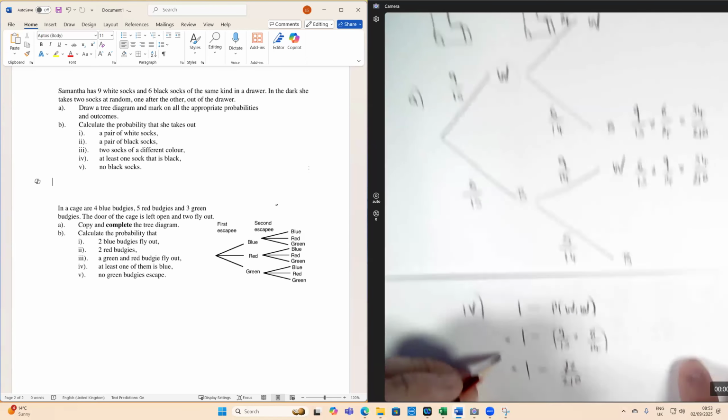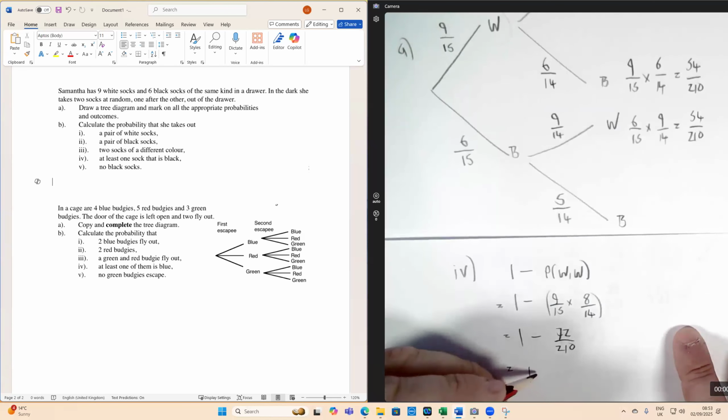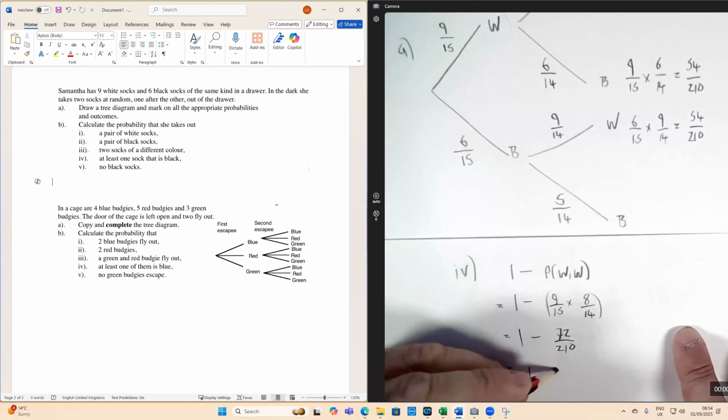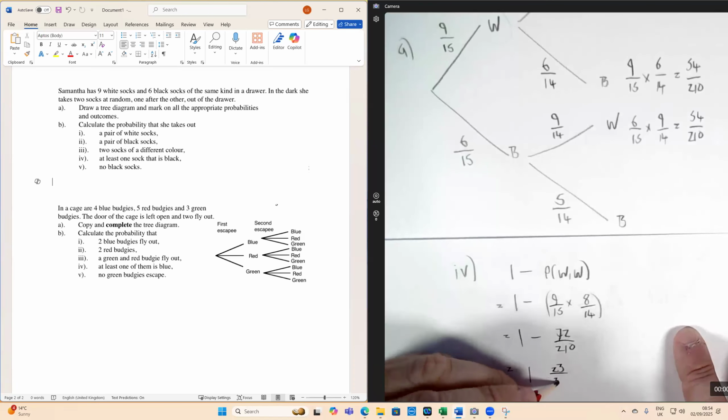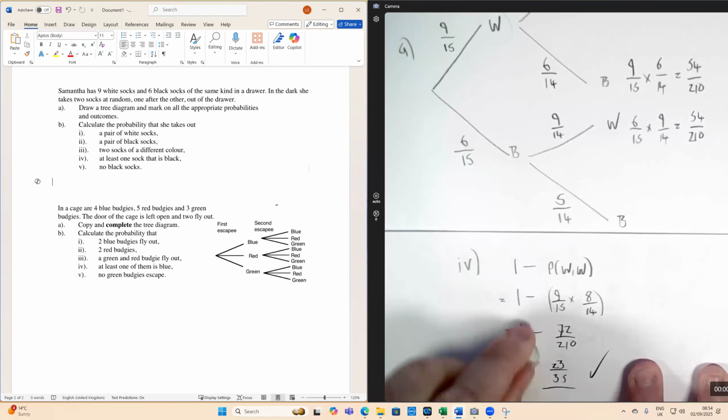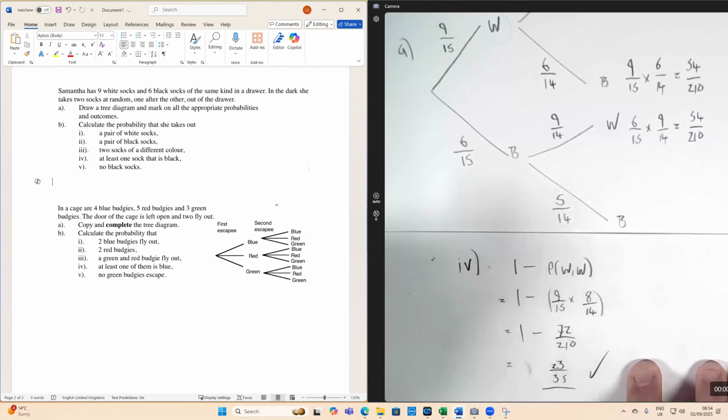Put our equal signs here. We're going to do 1 take away that, so 1 minus 72 over 210 is going to be 23 over 35 for that one. And that's our correct answer for part 4. So the quickest way to work that out was to do 1 take away white, white.